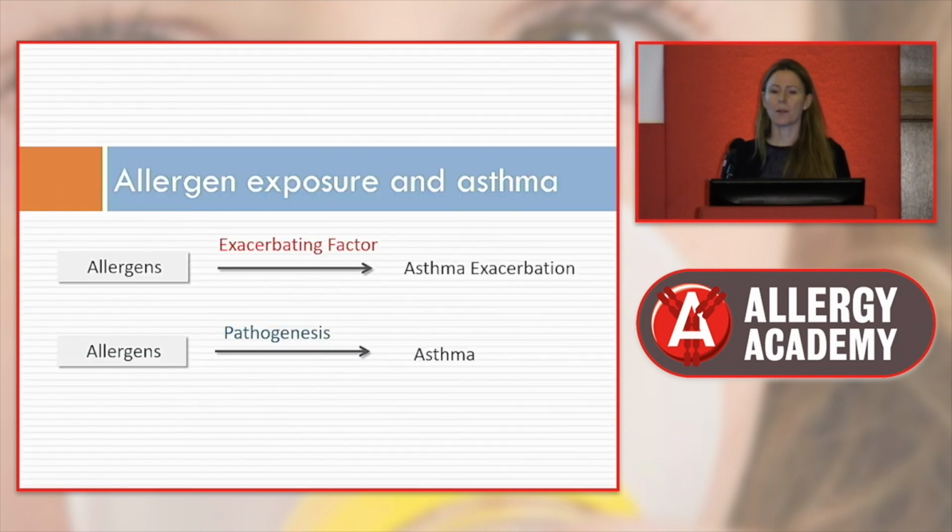So moving on to the second part of my talk, allergen exposure and asthma. So we all know, based on the definition of allergic asthma, that allergens are an exacerbating factor for allergic asthma and lead to asthma exacerbations. However, what is the evidence that allergens increase the pathogenesis or lead to the pathogenesis of asthma?